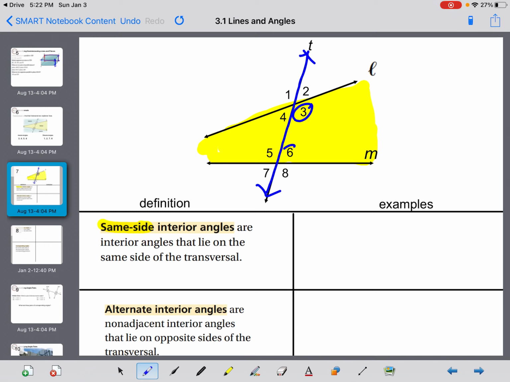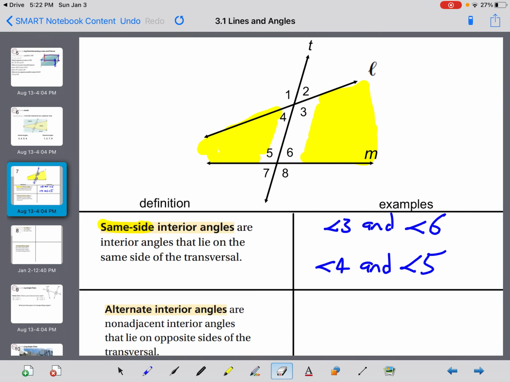I could choose 3 and 6, or we could choose angle 4 and angle 5. Those are considered same side interior angles.